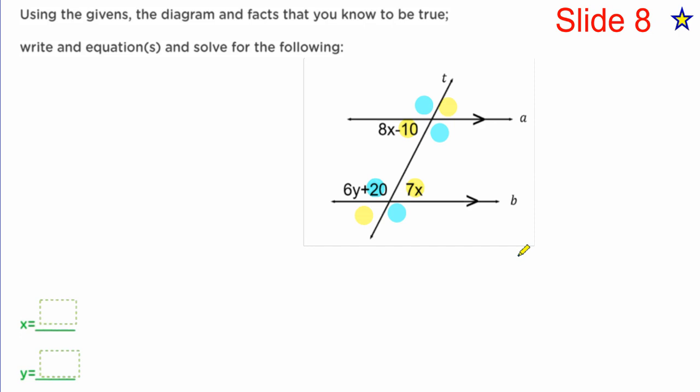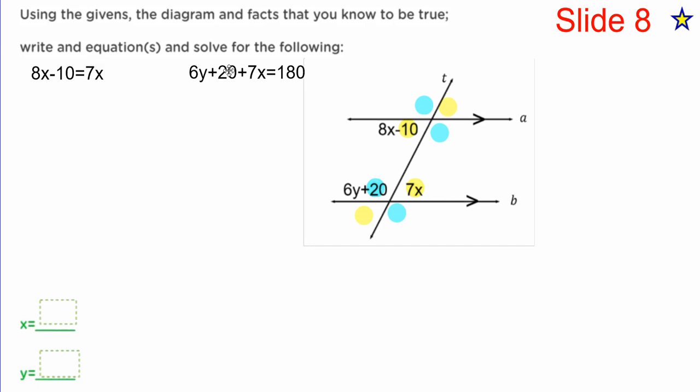So if you notice, we have this 8x minus 10. Remember, it got translated down here. 8x minus 10 is vertical now to 7x, so they would be congruent. So I have one equation. I also see that this angle of 6y plus 20 makes a linear pair with the 7x. So remember, the linear pair has a sum of 180. So I have another equation.